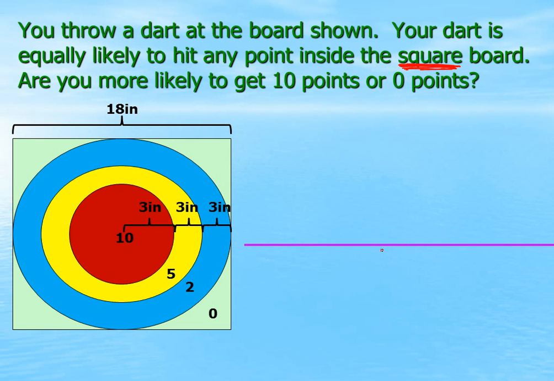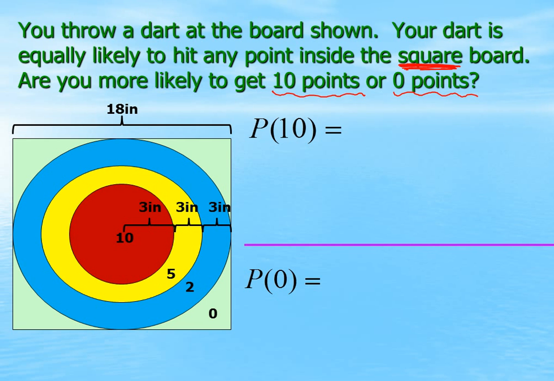Are you more likely to get 10 points or 0 points? Okay, well, how am I going to answer this question? If I want to know, are you more likely, I have to figure out the likelihood to get 10, figure out the likelihood to get 0, and compare them. So it's two questions, kind of. I got to figure out both of them in order to compare them. So let's start with the 10.